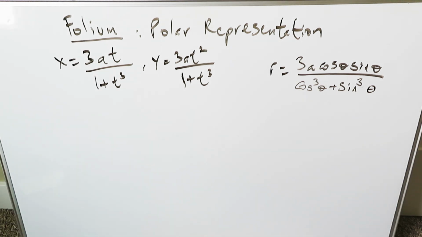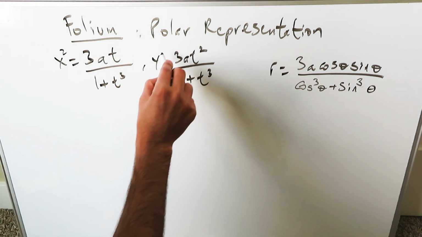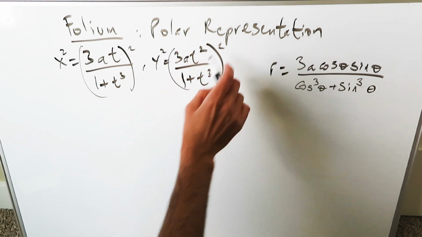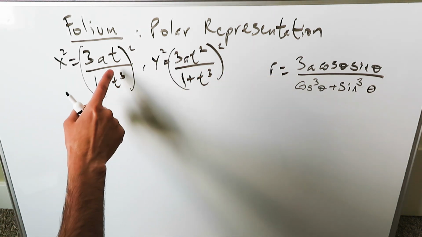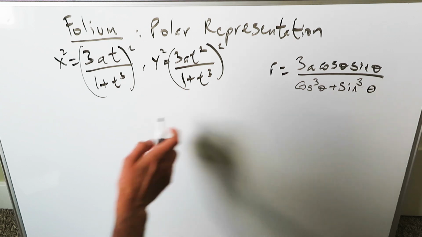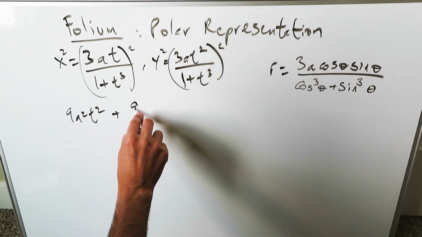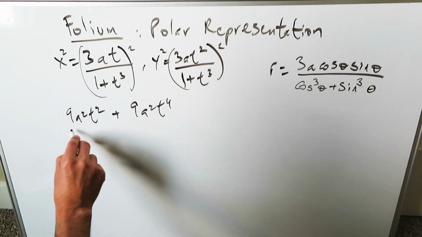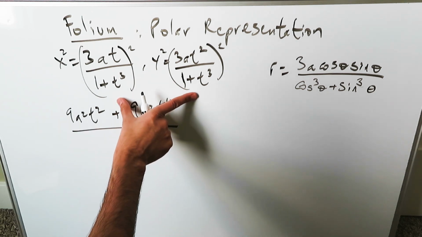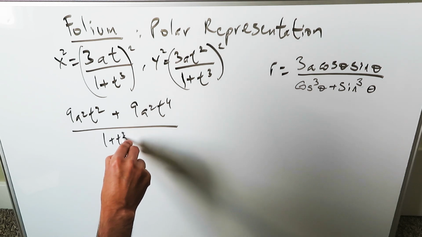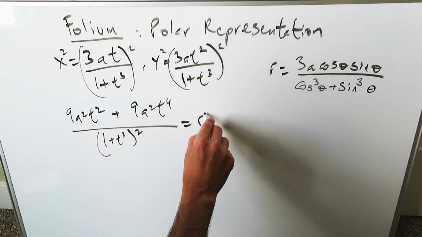If I know from a unit circle x squared plus y squared equals r squared, then if I square this and I square that, their sum should equal r squared. I would have 9a squared t squared plus 9a squared t to the power 4 divided by a common denominator. Because they're common, you can just add the numerators. You have (1 plus t cubed) whole squared is equal to r squared.